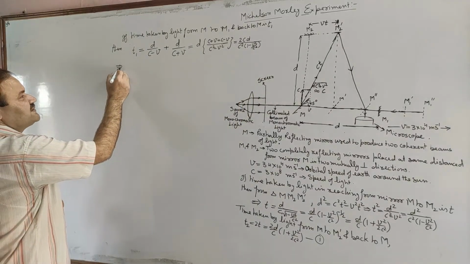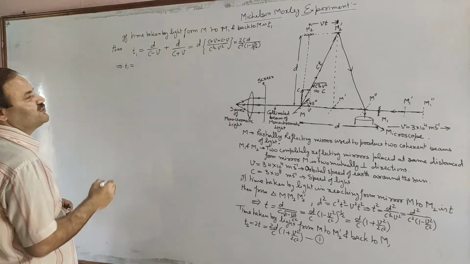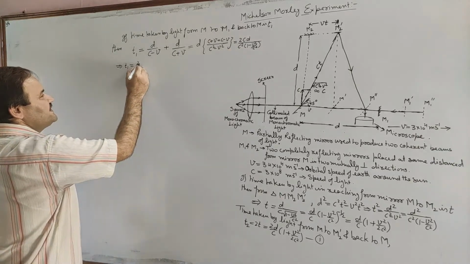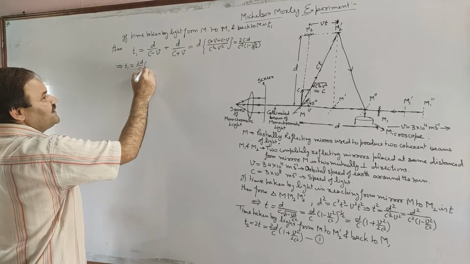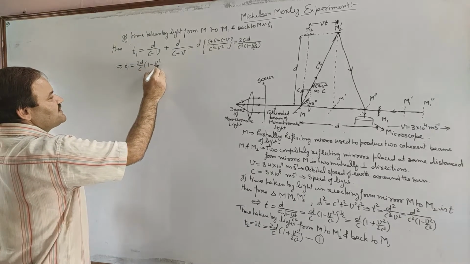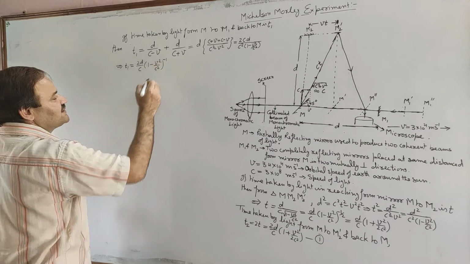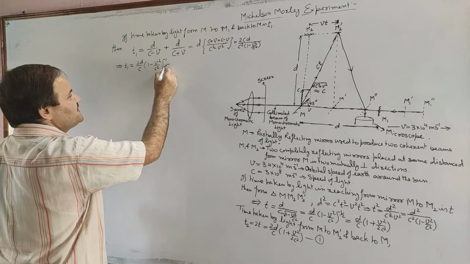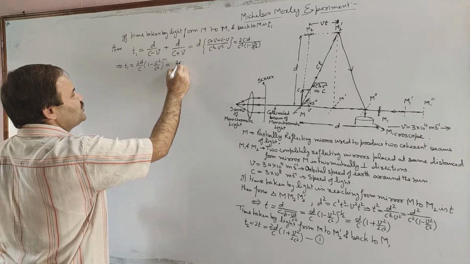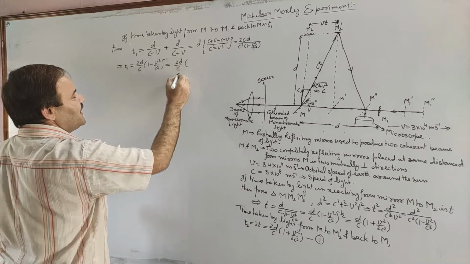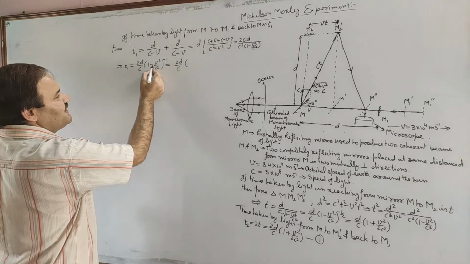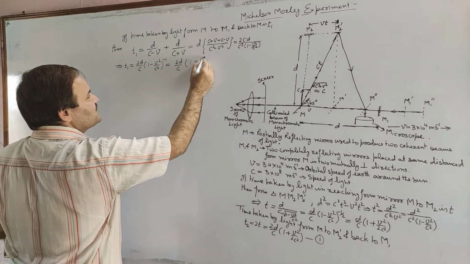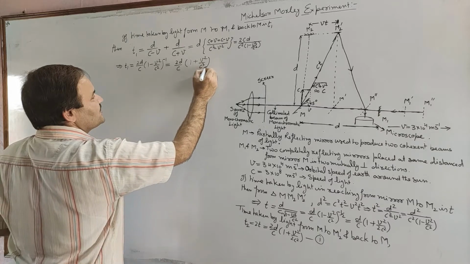This implies T1 is equal to, c will get cancelled, 2d by c into 1 minus v square by c square raised to the power minus 1, and this is equal to 2d by c, and again by binomial theorem, minus 1 will come here, so we will get 1 plus v square by c square.